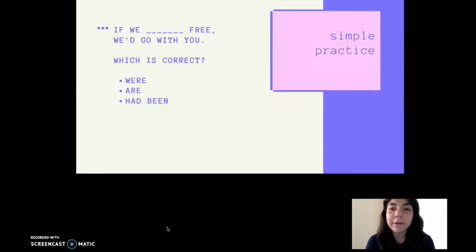If we look at the verbs, which one would form a second conditional? If we were, if we are, or if we had been? If we were, it's the correct one, okay?